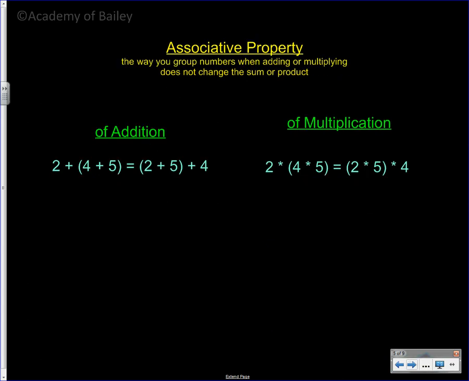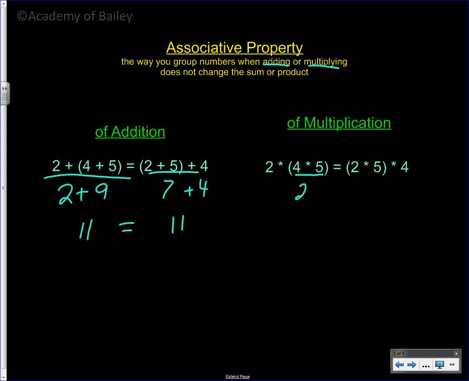The associative property is just the way you group the numbers, and once again, it's only for adding or multiplying. It does not change the sum or the product. So if we look here, say we have 9, and then we say 2 plus 9, which makes 11. If we look on the right side, 2 plus 5 makes 7, add 4 to it, that makes 11, and those are equal. This is called the associative property. As long as you're always adding or multiplying, you can do this.